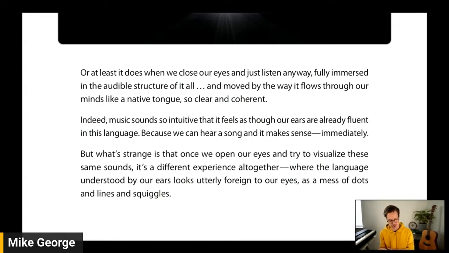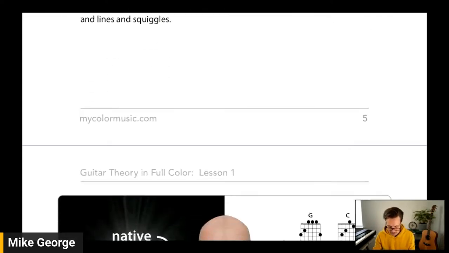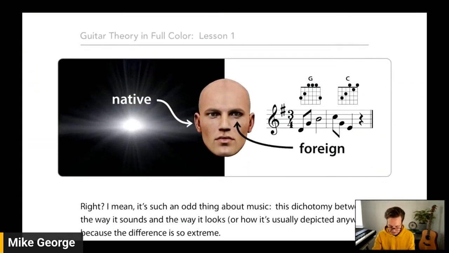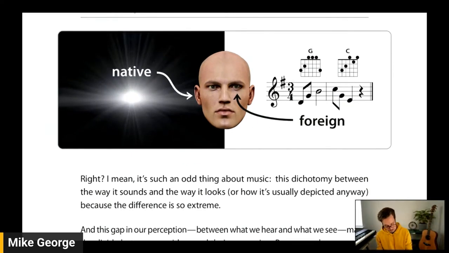But what's strange is that once we open our eyes and try to visualize these same sounds, it's a different experience altogether, where the language understood by our ears looks utterly foreign to our eyes as a mess of dots and lines and squiggles. I mean, it's such an odd thing about music, this dichotomy between the way it sounds and the way it looks, or how it's usually depicted anyway, because the difference is so extreme.